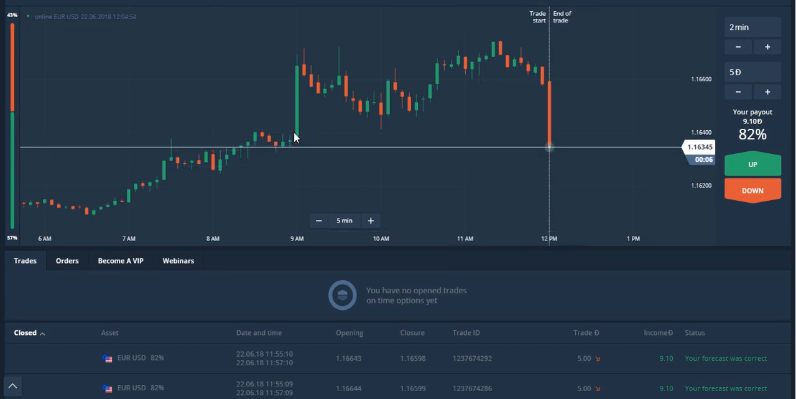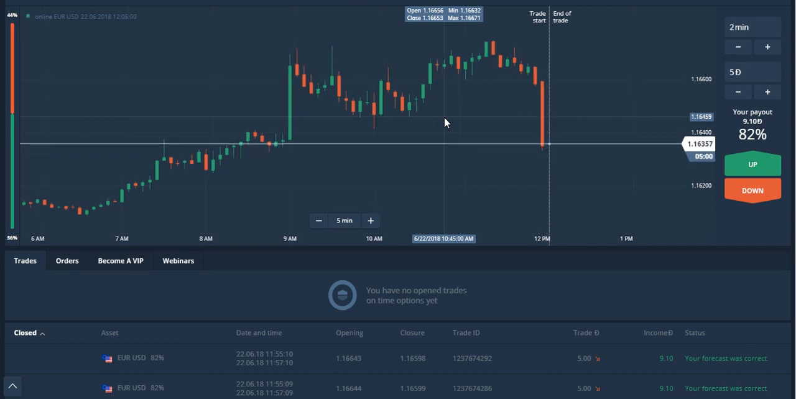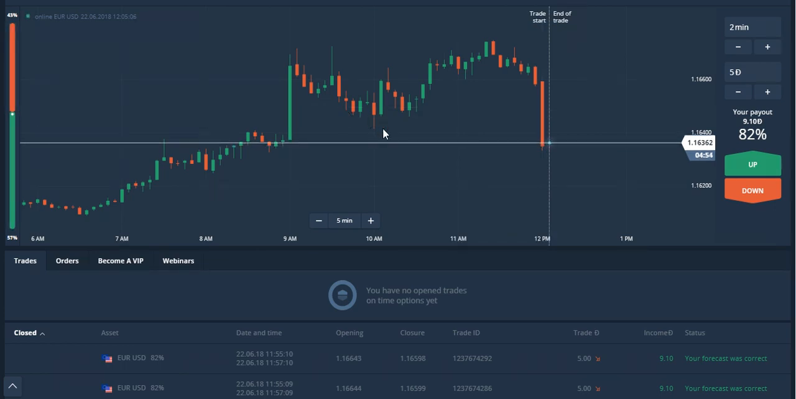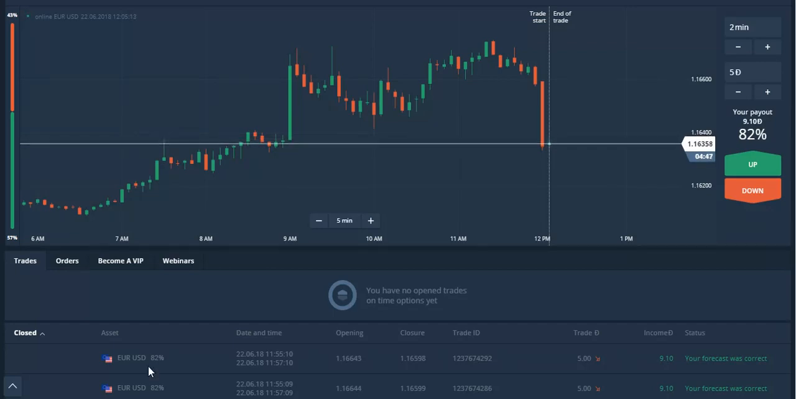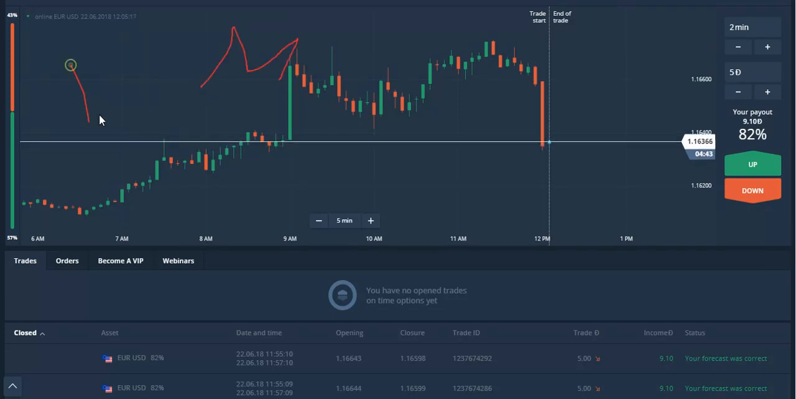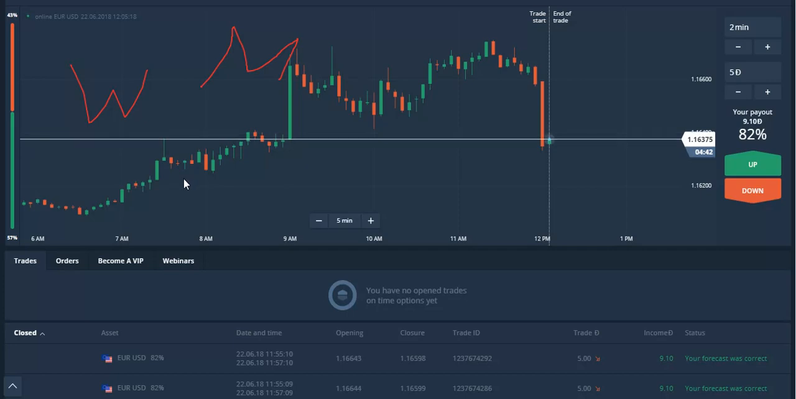All right, so the strategy is as simple as this. You identify two tops or two bottoms that are close to each other. So basically we're looking for an M or a W in the market. That means this. Let me just draw. So we need an M or W. All right, so that's what we need.